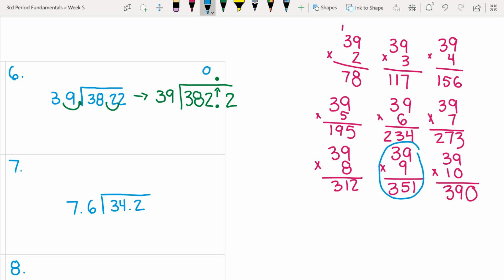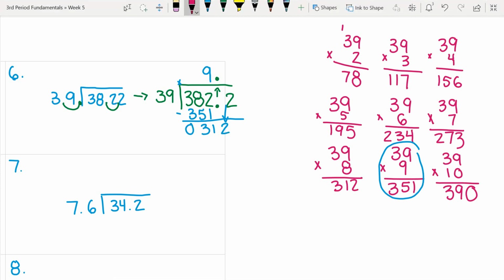So I want you to put a 9 just right next to the decimal on the left. 9 times 39 was 351. And we're going to subtract. If I subtract 382 and 351, 2 minus 1 is 1. 8 minus 5 is 3. 3 minus 3 is 0, so I'm just going to not write anything. And I'm going to bring down my 2. If you don't like not writing anything, it's okay to write a 0. That's not a big deal.